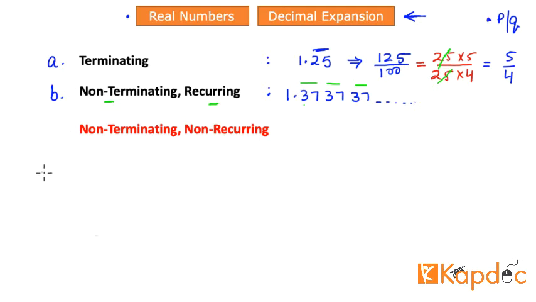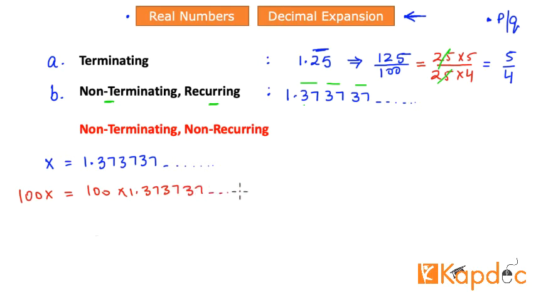So let me demonstrate that here. Let's say this number x is equal to 1.373737 and it goes on forever, okay? So let me now multiply this number by 100 on both sides. So I can say that 100x is equal to 100 times 1.3737 and 37 and so on, all right? You can easily write this number to be equal to 137.3737 and so on, right?